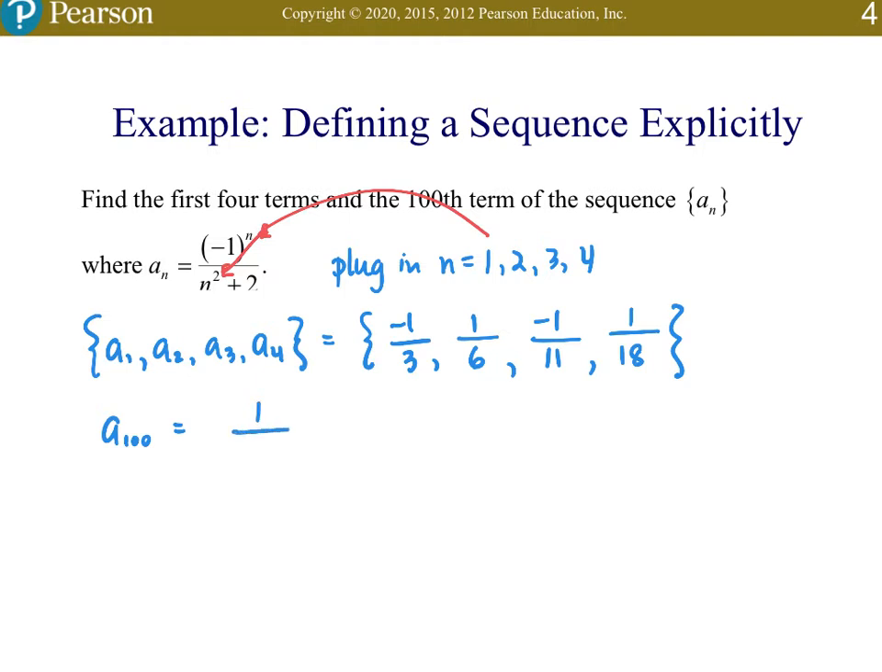That will give me 1 for my numerator, and then I'll have 100 squared plus 2. So 100 squared is 10,000 plus 2, so I'll have 1 over 10,002 is the 100th term of the sequence. So that's an explicit formula.